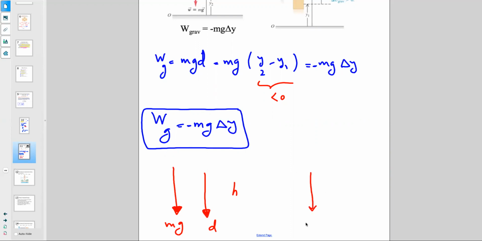Let's test the other one. If mg is down, but you are going up, so that's your displacement d. mg is down, displacement is up, delta y is positive, because you are going from a smaller height to a higher height. So delta y or delta h is positive, but we know the work done by gravity is negative because the mg and displacement are in opposite directions. So if you keep the formula like this, negative mg delta y, you will have included the negative sign in your calculations correctly.